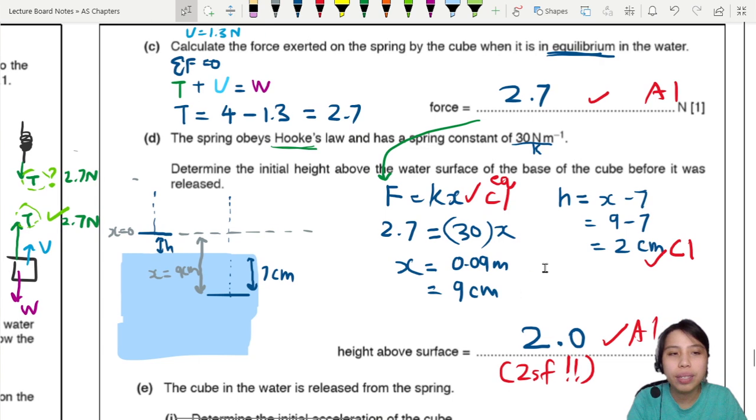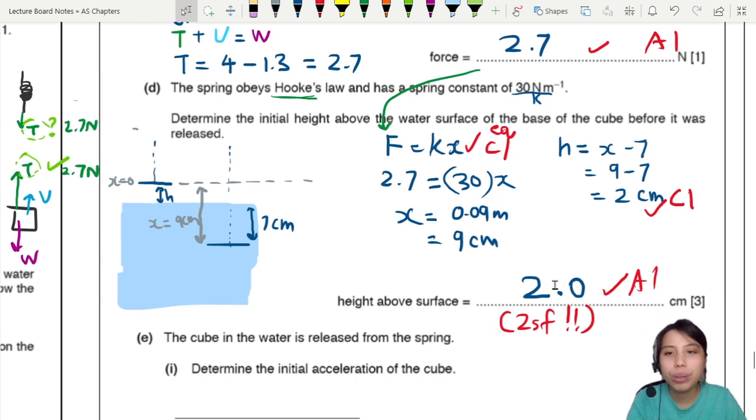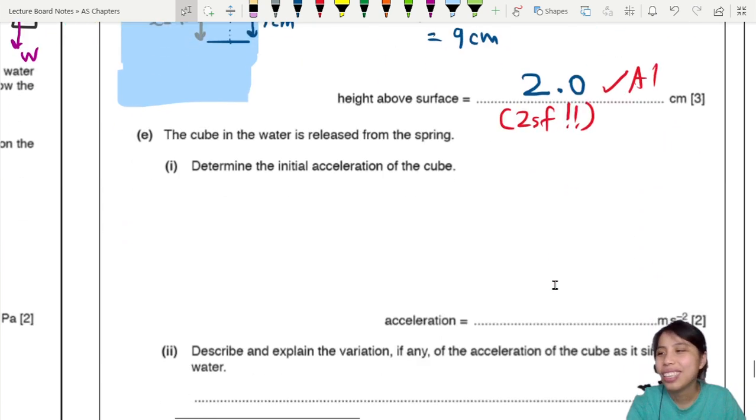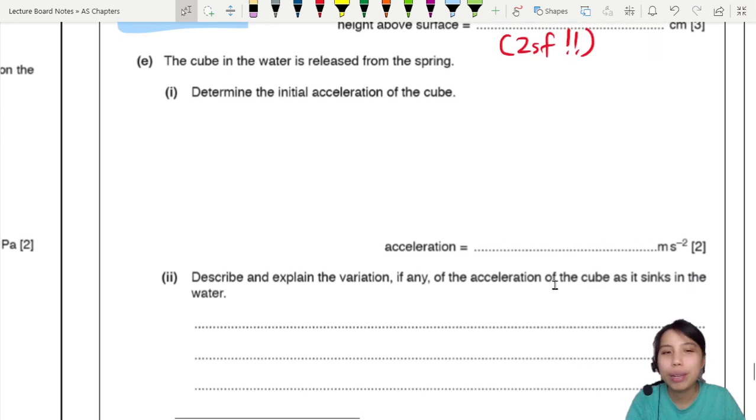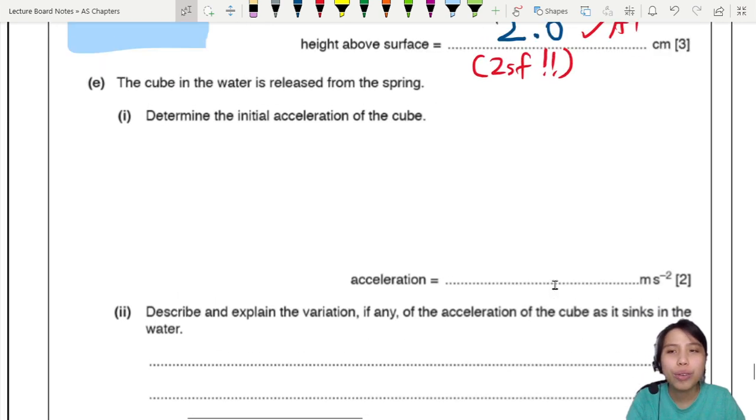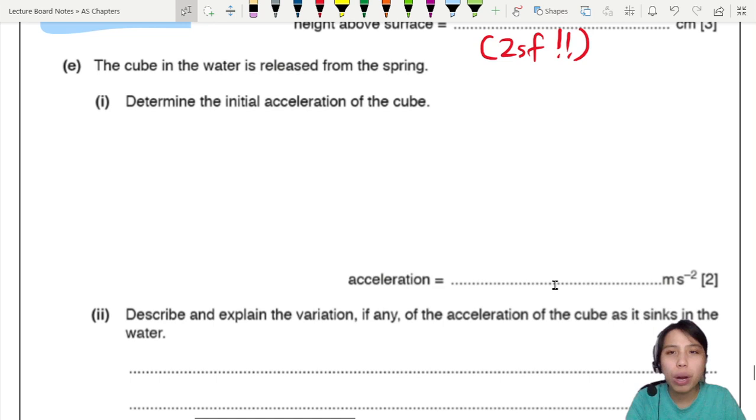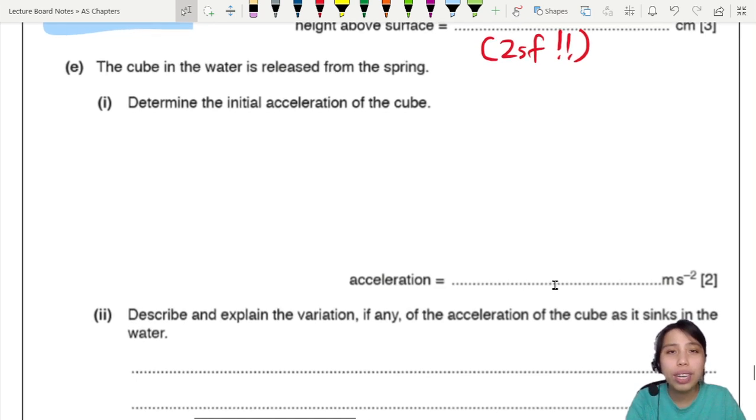Wow, this one is very tricky. If the front is wrong already, here also will be wrong a bit already. So this question is quite the killer. If you got the front part wrong, the last few parts will be quite hard. Anyway, what happened to our cube now? The cube in the water is released from the spring, free to do whatever it wants to do. Determine the initial acceleration of the cube.